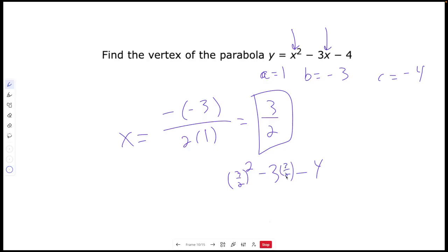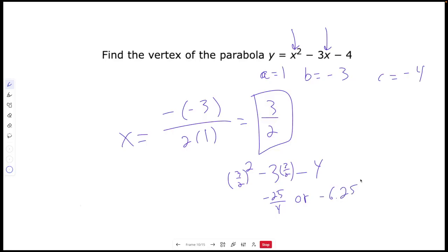All right, and from here, you can do this by hand. You can plug it into a calculator. You can change it to a decimal. However you want to work with it. I'm going to plug it into a calculator. And after you have plugged it into a calculator, you should get negative 25 over 4, which is the same as negative 6.25.